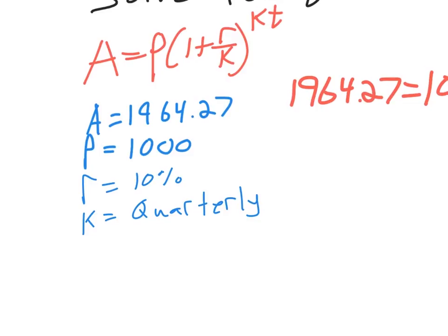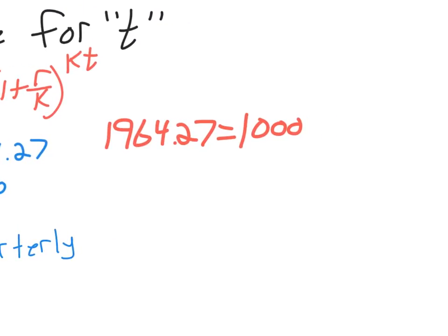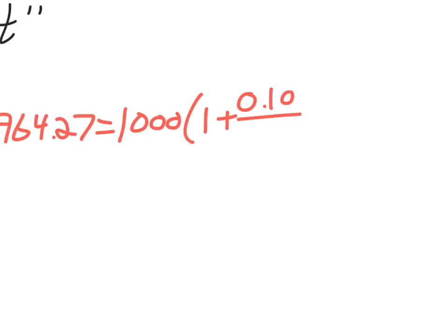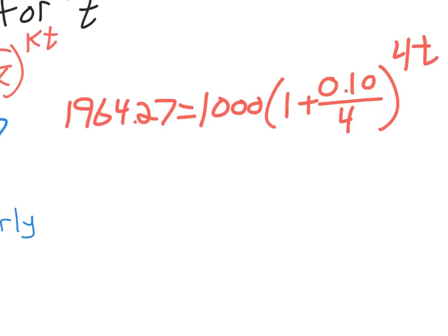And then we have our rate is 10%, so we're going to make sure to put that as a decimal. 1 plus 0.10 over the compounding rate was quarterly. And remember that k is always the number of times you get to collect interest per year. So quarterly gives us 4. And this is supposed to be k times t up here. And again, t is unknown. So this is what the equation looks like.